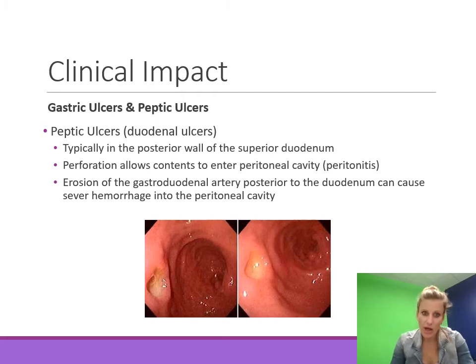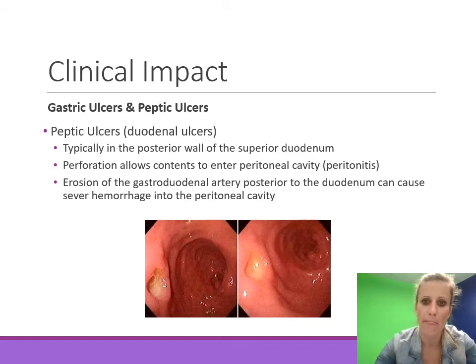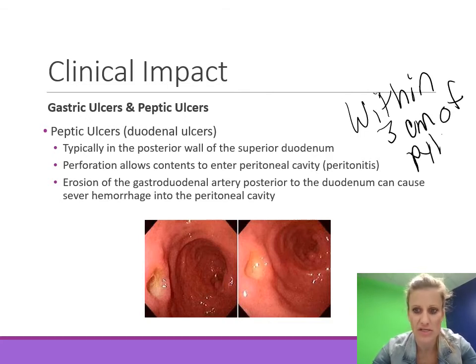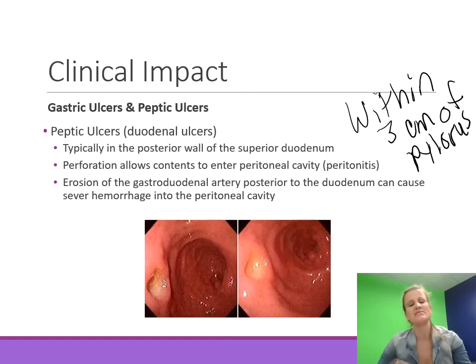Peptic ulcers, which again are most typically duodenal ulcers or ulcers in the duodenum, typically occur in the posterior wall of the superior duodenum. So they typically occur in the very beginning of the duodenum, within 3 centimeters of the pylorus. And this makes sense, right?